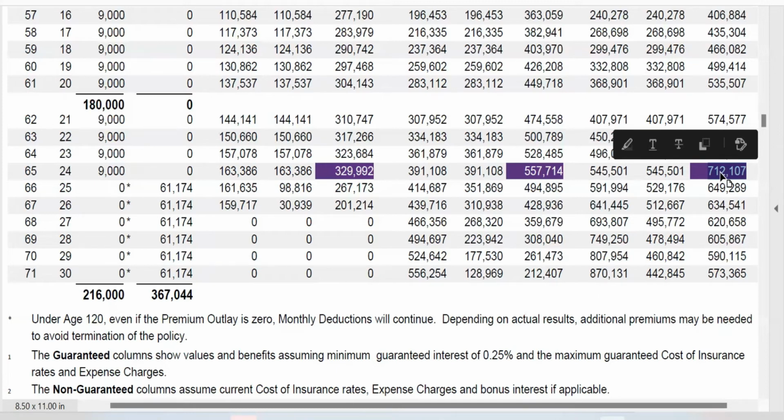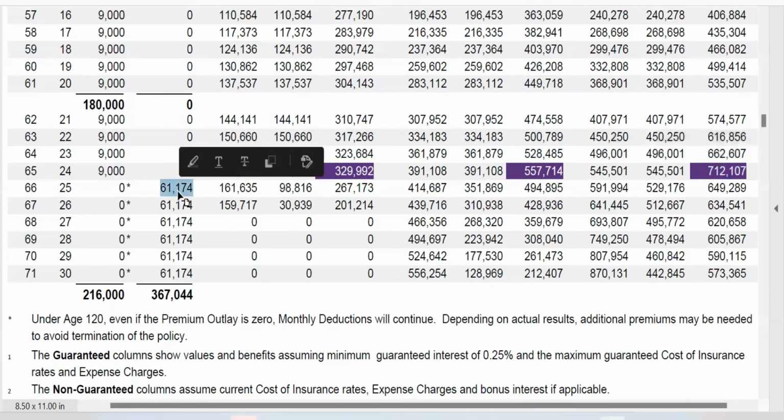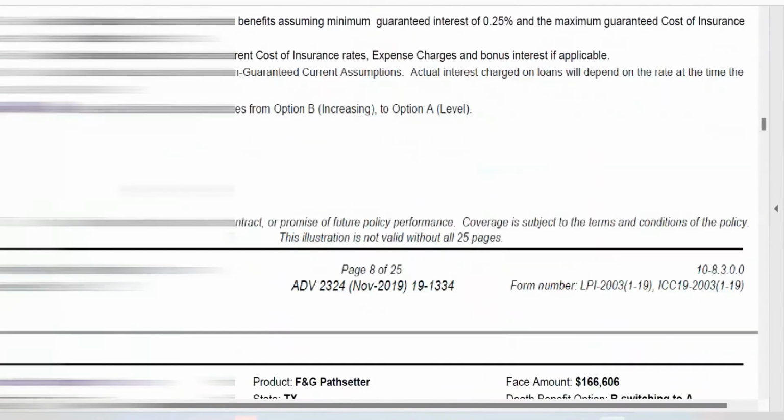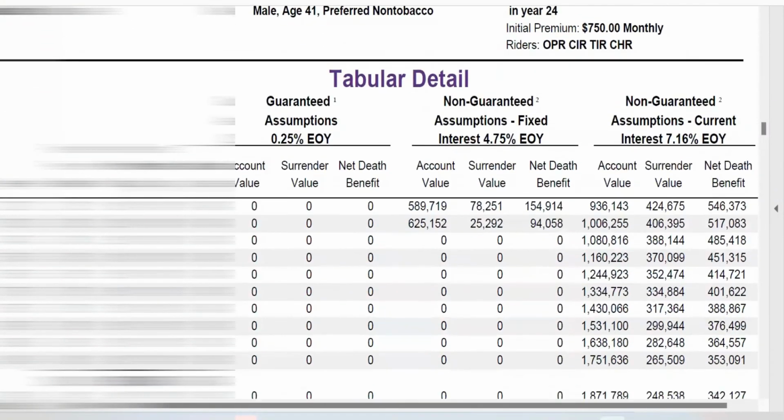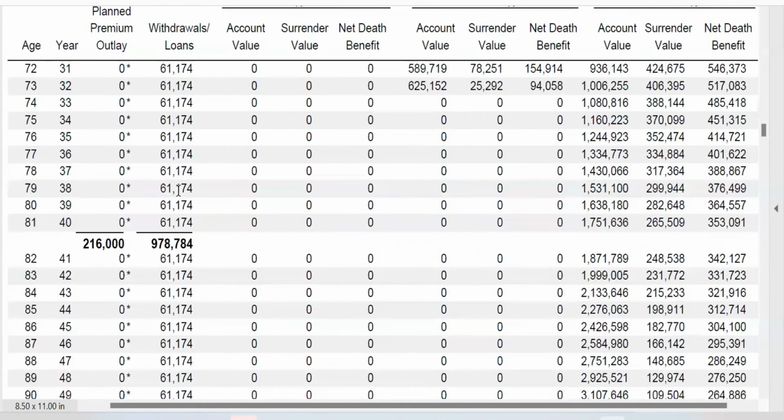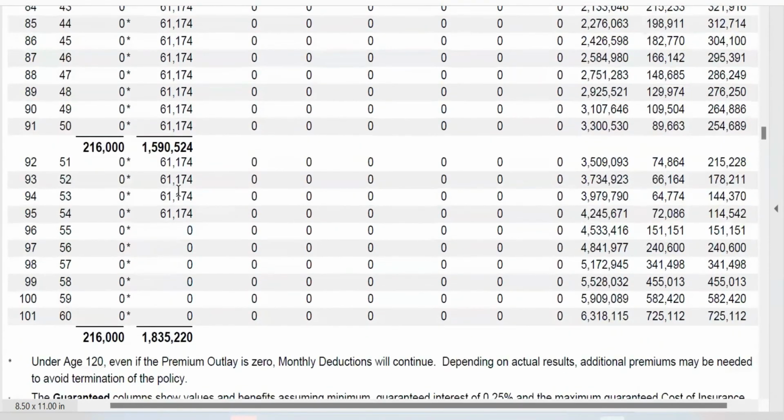So now let's go back. You see, he starts taking $61,000 at age 66. Now look at that. Let's go right to the bottom. You see that he takes this money right up to age 95. This is age 95. He's still able to take $61,000. And then look at that.